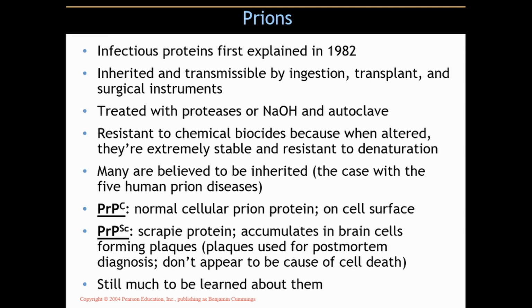For somebody who died for unexplained circumstances or unexplained reasons, when an autopsy is done, they look at the brain tissue and they see these plaques there, and then they can tell it was a prion disease. There is still much to be learned about them, and that's an understatement.